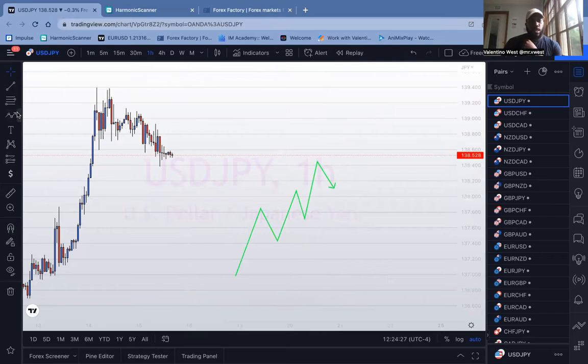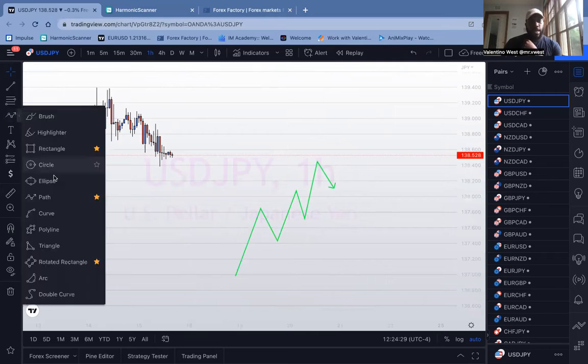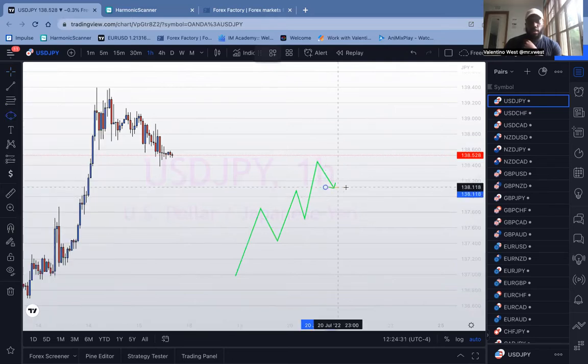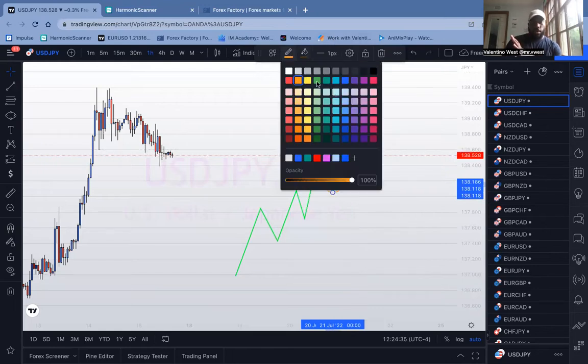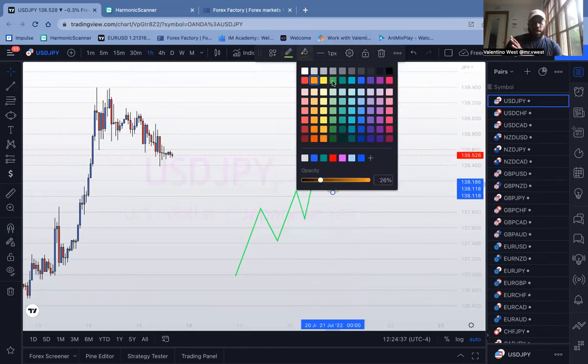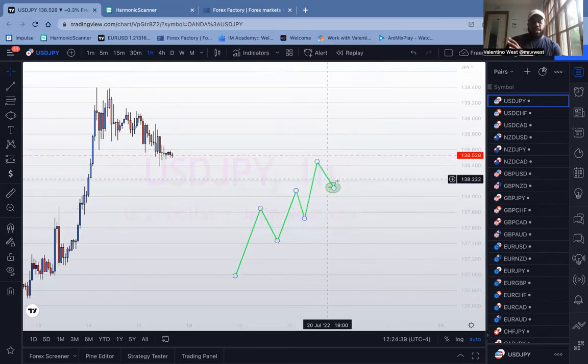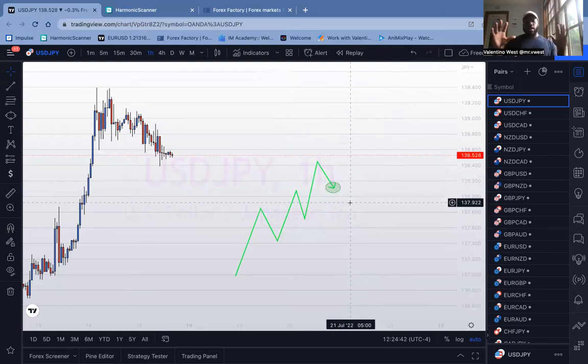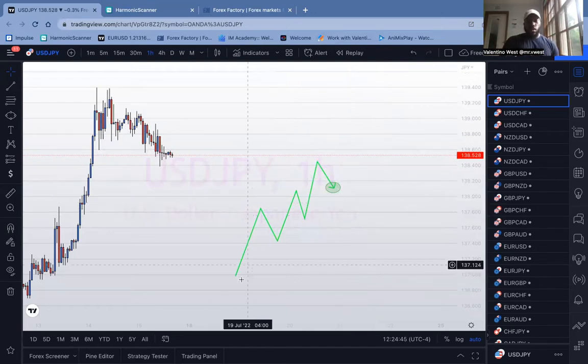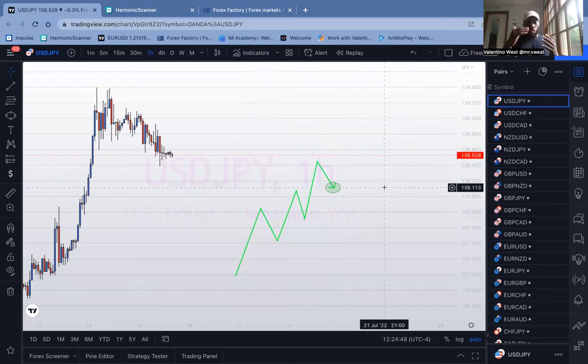So let's say that we are looking to enter here. Okay. This is where a scan came out. The scan came out here, and it's telling us, hey, this may be an area that you want to buy. You should look at this. Okay. We're in an uptrend.